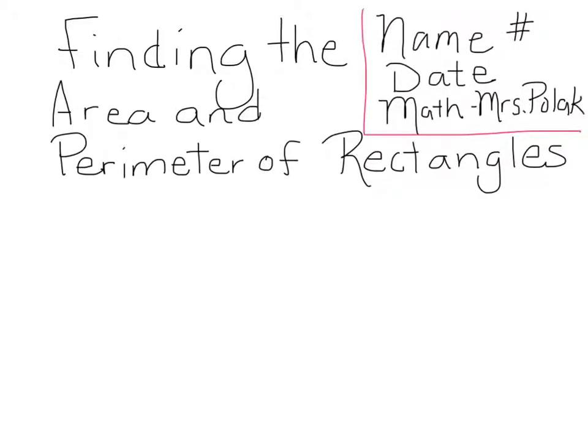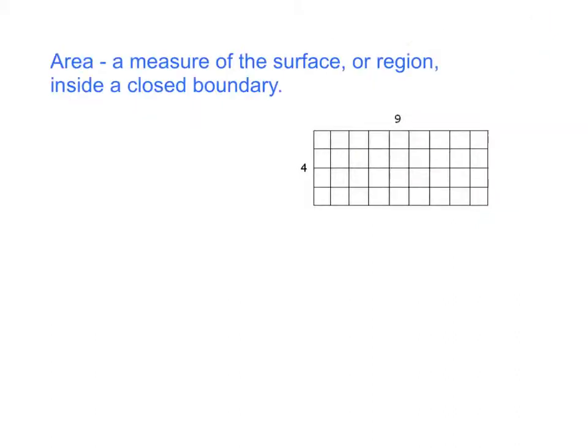Okay, great. Let's move on. We're going to start today with a definition for what area really is. Area is a measure of the surface or region inside a closed boundary. Today, the boundary that we're talking about is going to be rectangles.